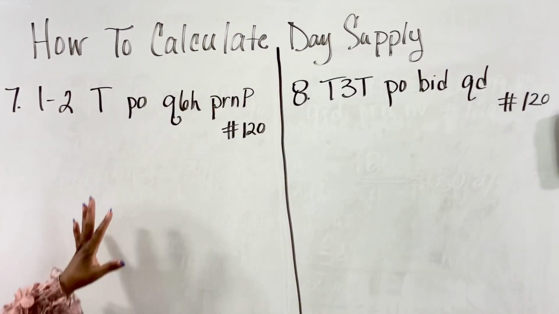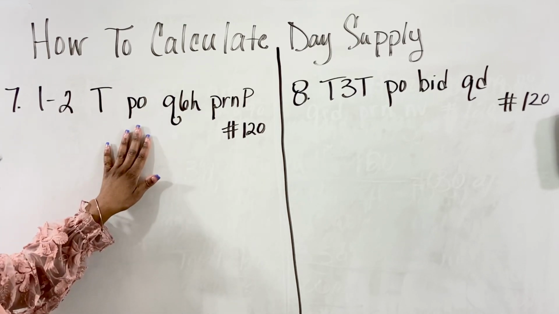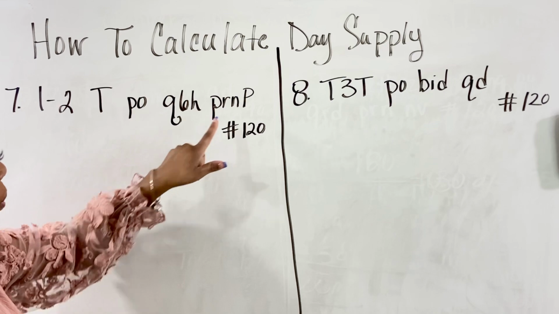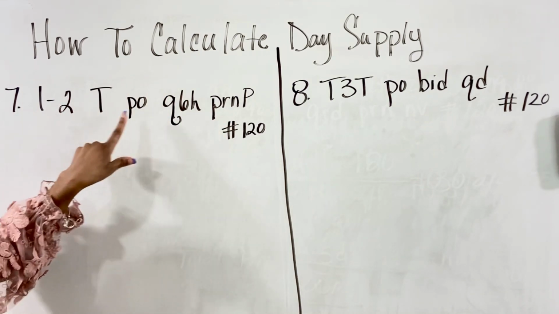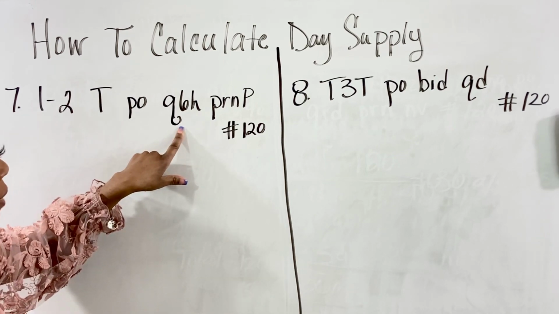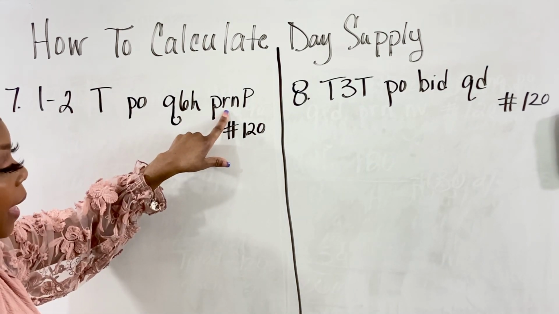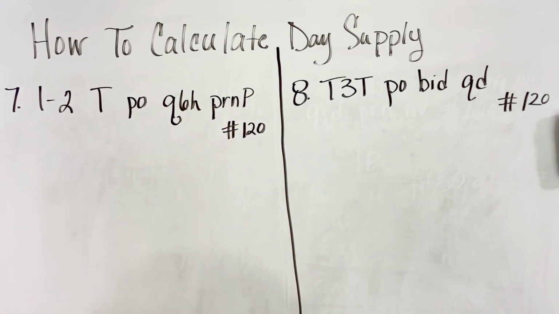Okay, so now, this one says take 1 to 2 tablets by mouth every 6 hours as needed for pain. 1 to 2 tablets by mouth every 6 hours. The Q means every. As needed for pain. As you can see, the PRN means as needed and the P means for pain.